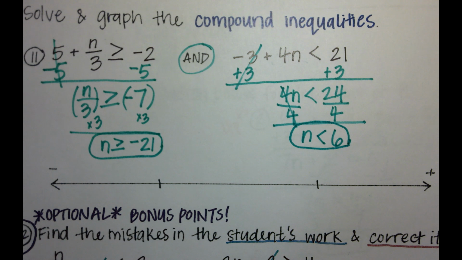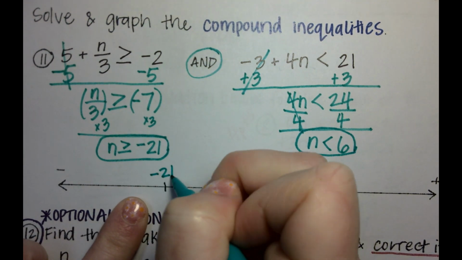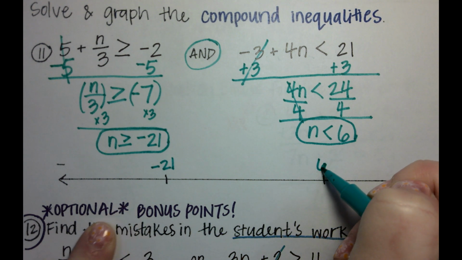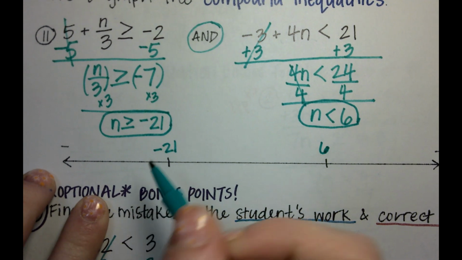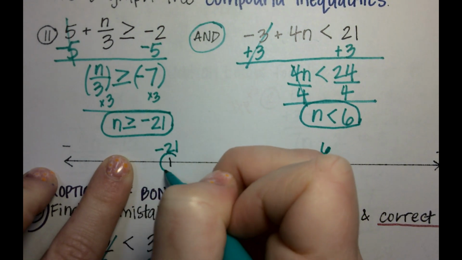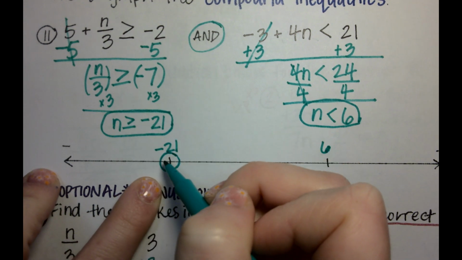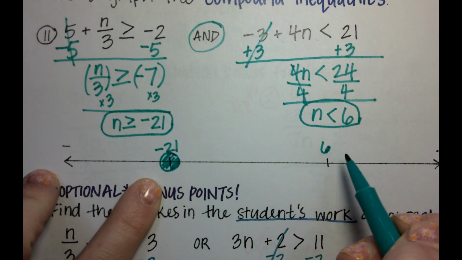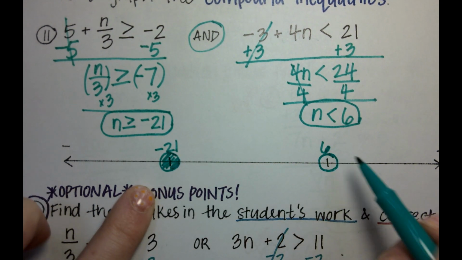All right. So, what's my graph going to look like? Negative 21 first. Negative 21 comes first. 6 is next. Good. Negative 21 has a closed circle. 6 has an open circle.